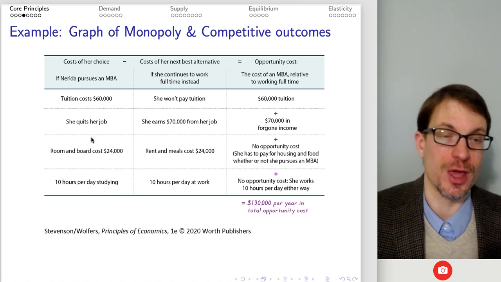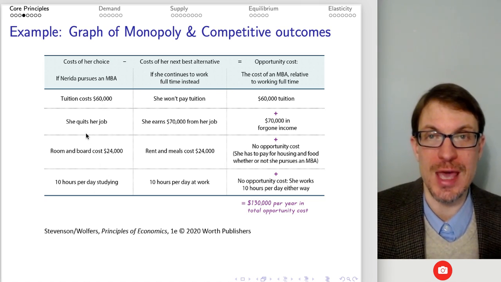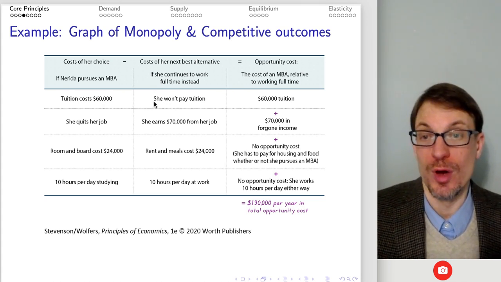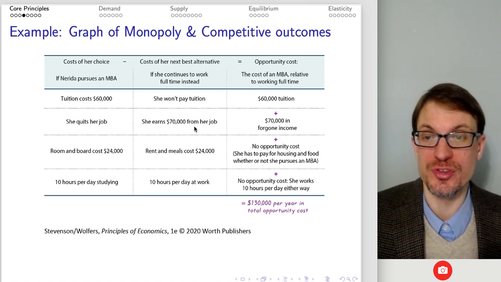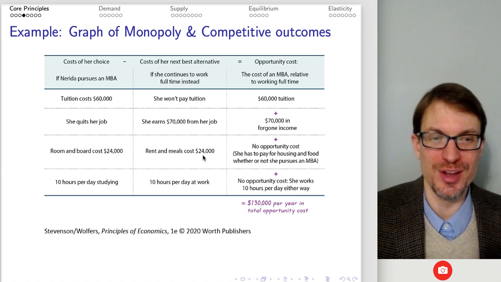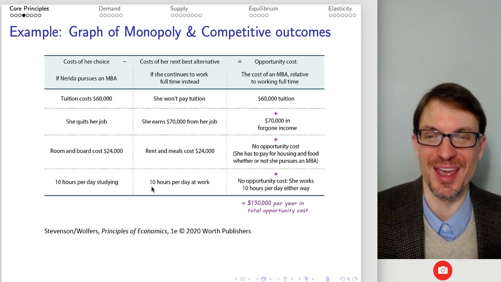And we want to think of, okay, if they don't do the MBA, what are their other options? Their next best option is continuing to work full time. Well, they won't have to pay tuition. They would earn $70,000 from their job. Rent and meals would cost $24,000. Oh, wait a second. That's the same as over here. And 10 hours per day at work.